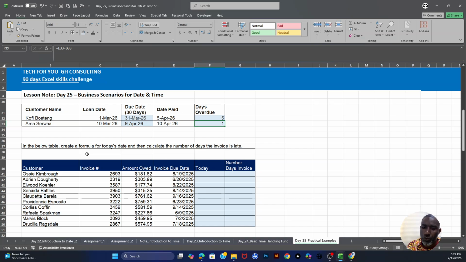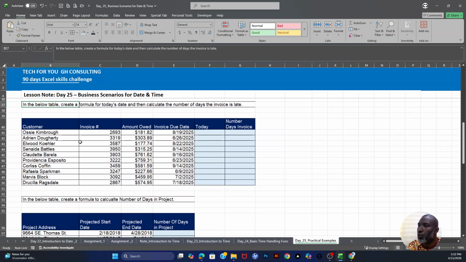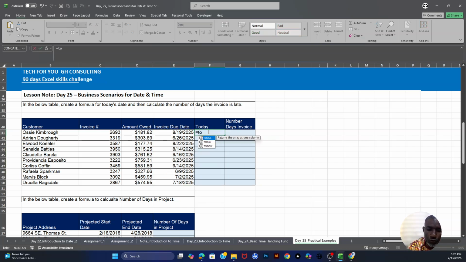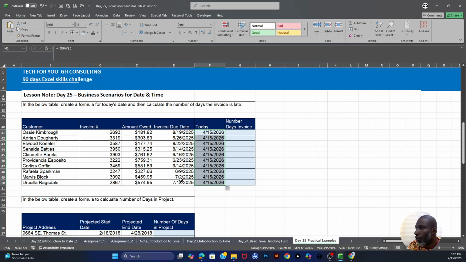So let's also look at the other one that we have here. In the table below, create a formula for today and then calculate the number of days the invoice is late. So if you look at this, a person has an invoice number with an amount that is owing, and then the due dates are given here. For today's date, we know there's a function called TODAY. So you type today, you select it, and then you hit enter. That is today. You can drag it down, and then you get today's date for all of them.